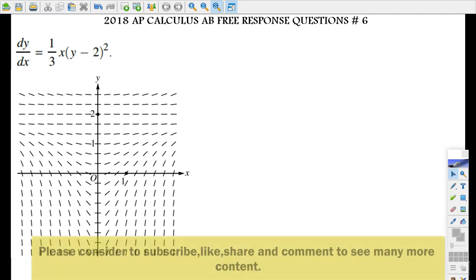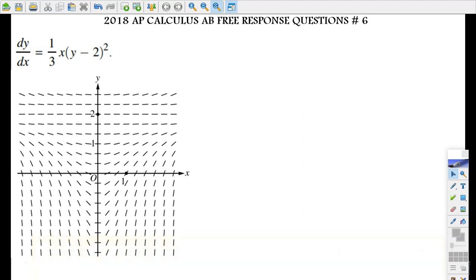In this video, we're going to be talking about question 6 from the 2018 AP Calculus free response problems. This problem is mainly about solving differential equations using separation of variables. We're given the differential equation dy/dx equals 1/3 x times (y minus 2) to the power of 2. We're also given the slope field representing this differential equation.